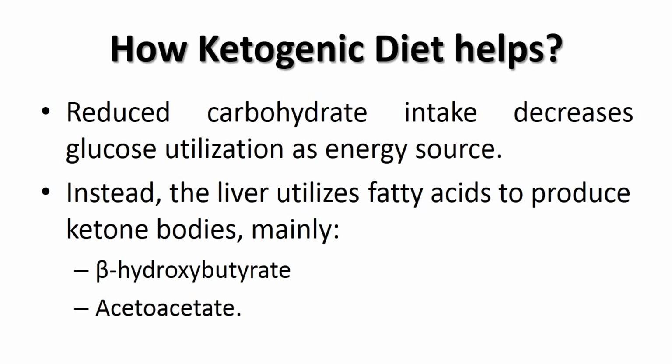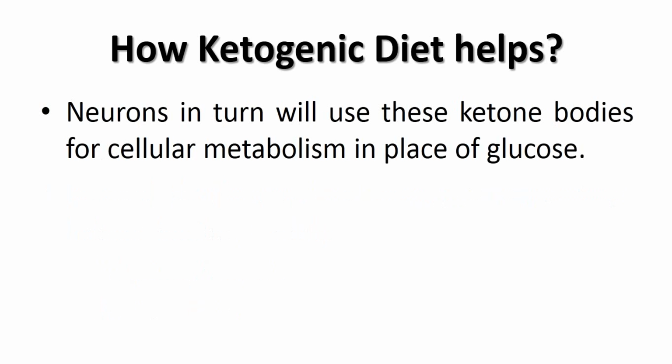Once you are taking fewer carbs, your carbohydrate consumption decreases. Less carbohydrate means less glucose utilization as an energy source. Instead, the liver utilizes fatty acids and produces ketone bodies, mainly beta hydroxybutyrate and acetoacetate. So, how does the ketogenic diet help? The neurons in turn will use ketone bodies for cellular metabolism in place of glucose.